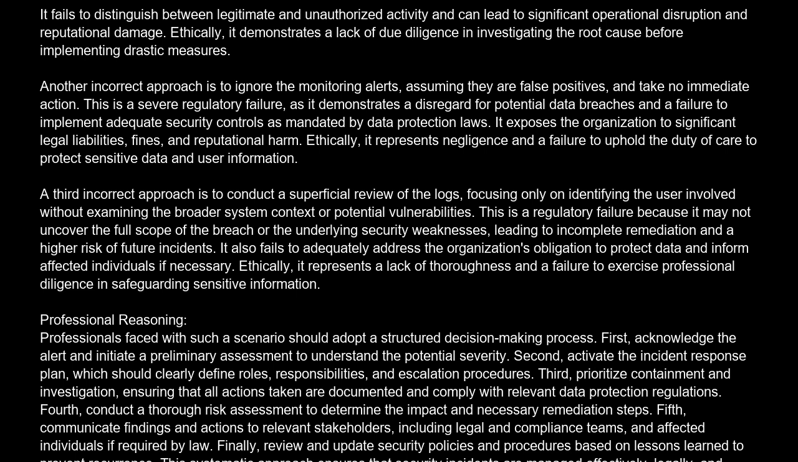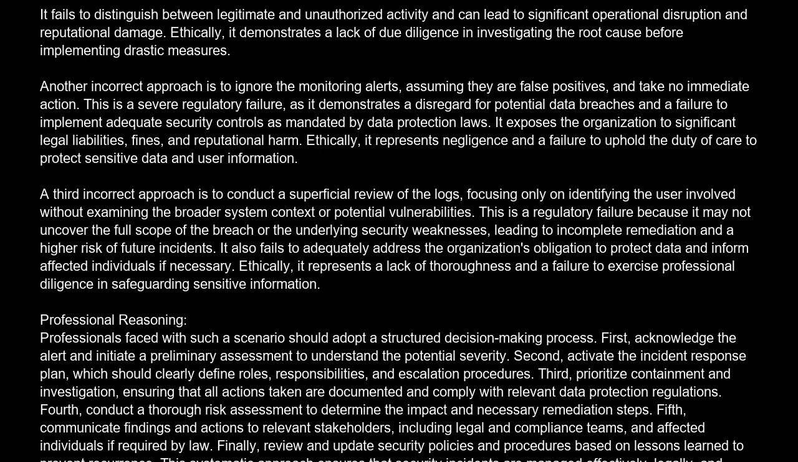A third incorrect approach is to conduct a superficial review of the logs, focusing only on identifying the user involved without examining the broader system context or potential vulnerabilities. This is a regulatory failure because it may not uncover the full scope of the breach or the underlying security weaknesses, leading to incomplete remediation and a higher risk of future incidents.